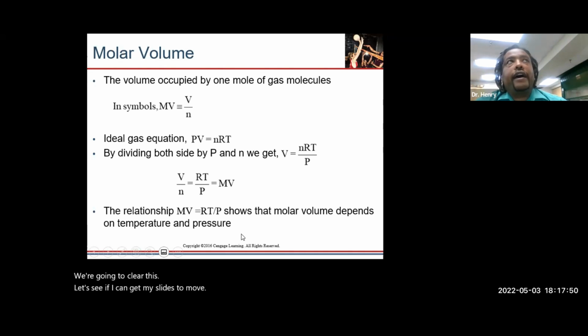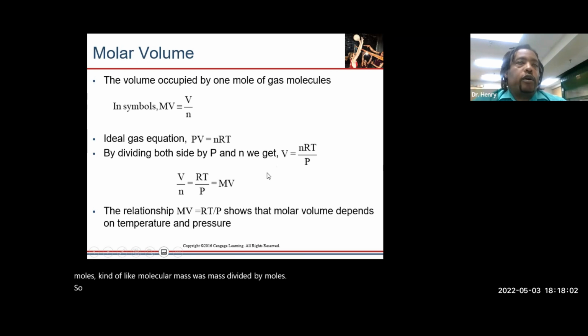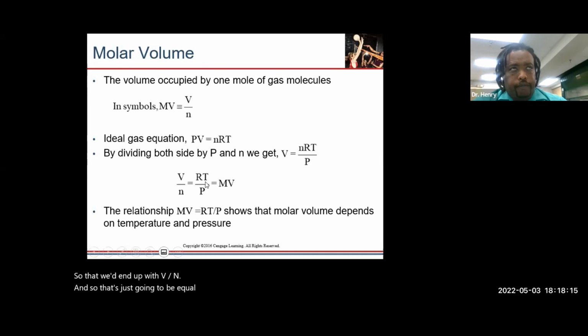Okay, so we also have the term called molecular volume. Molecular volume is just volume divided by moles, kind of like molecular mass was mass divided by moles. So in this case, we can solve for molecular volume by changing around our PV equals nRT so that we'd end up with V over n. And so that's just going to be equal to RT over P.